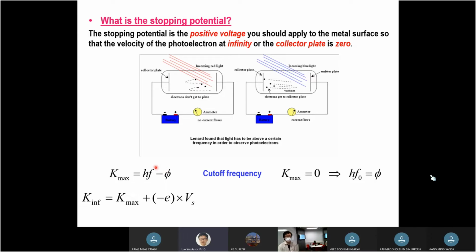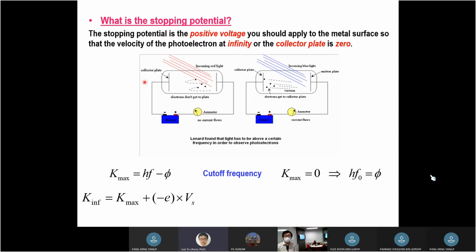An important thing is that when Kmax equals 0, that gives you the minimum frequency needed for the photoelectric effect to happen. That frequency is defined as the cutoff frequency, phi divided by h. When Kmax equals 0, phi divided by h gives us the cutoff frequency. This is what we mean by cutoff frequency.